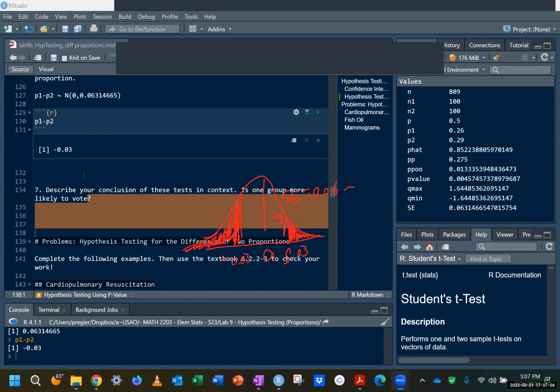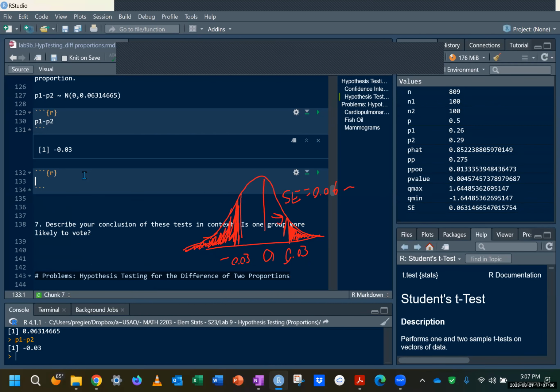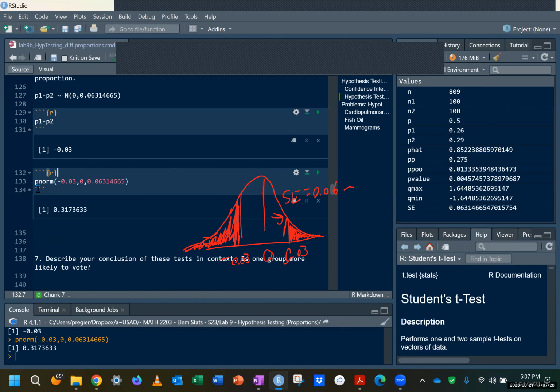So to find this, we've got to say lower tail is pnorm of that difference, P1 minus P2, which is negative 0.030, with SE in here. So that's the lower tail probability. And what I actually need to do is double this, times 2, to get both tails. It's called the two-sided hypothesis. So once I double that, this tells me P equals 0.63.